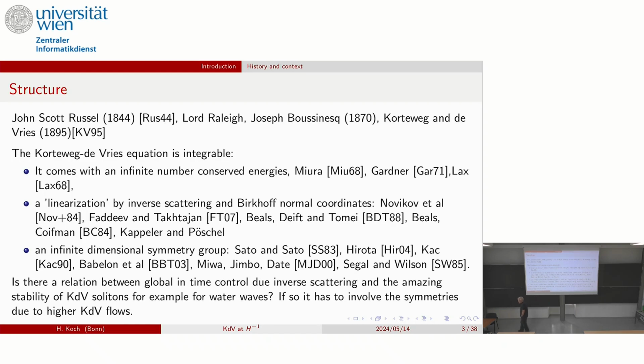So there are infinitely many conserved quantities. There is a linearization by inverse scattering and Birkhoff normal coordinates with famous contributions. Then there are more algebraic geometric things to it. There is an infinite dimensional symmetry group for the Korteweg-de Vries equation, which comes together with the flows of the commuting energies. And well, there is also a lot of geometric structure connected to looking at the whole hierarchy at once.